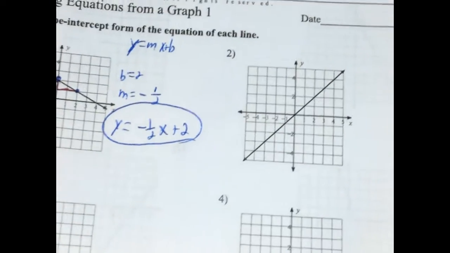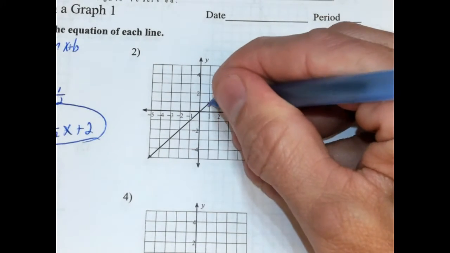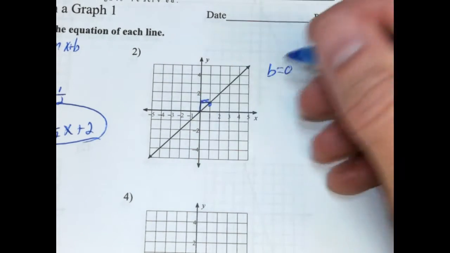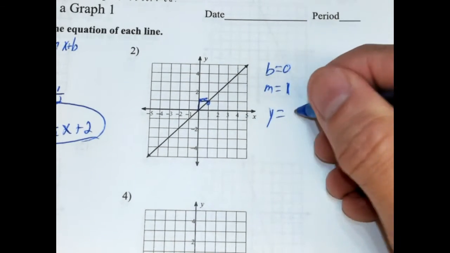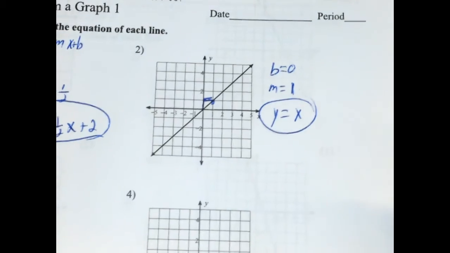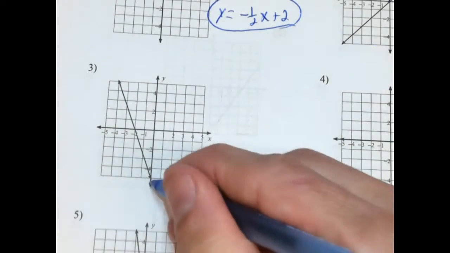Alright, let's try number 2. Our y-intercept is going to be 0, the origin. Our rate of change is simply 1 over 1 because we're going up 1, right 1, and it's positive because we're going up from left to right. So y equals 1x plus 0, so y equals x. There we go. Number 3, our y-intercept is negative 5.